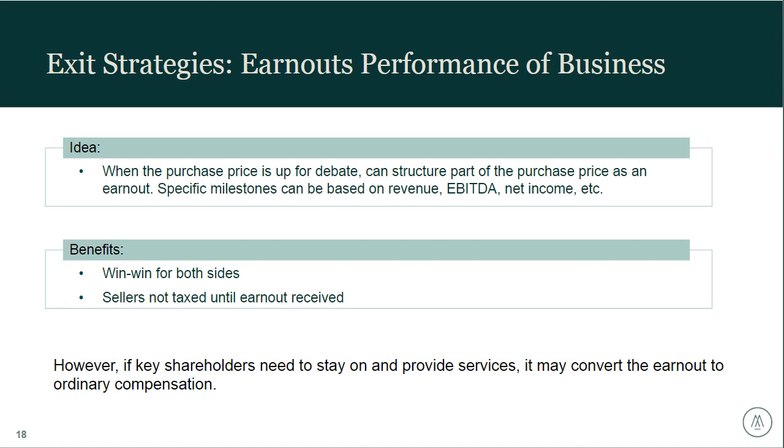So then just one thing to watch out for, because it comes up all the time, is if the sellers need to stay on and provide services, even if they're not directly linked to the milestones, as long as they have to stay on to receive the earnout, the IRS is going to argue that it's for compensation. So clients need to be very careful in trying to tie the sellers to stay on, because that could convert the character back to compensation to the sellers.